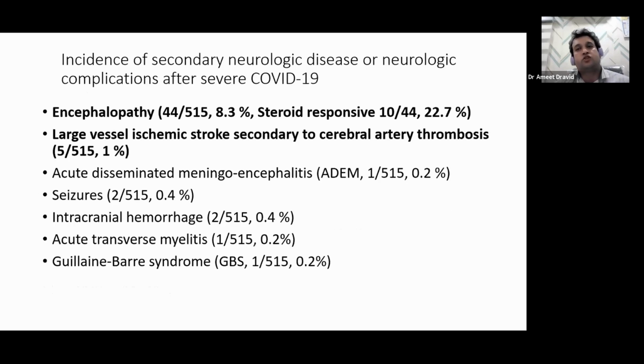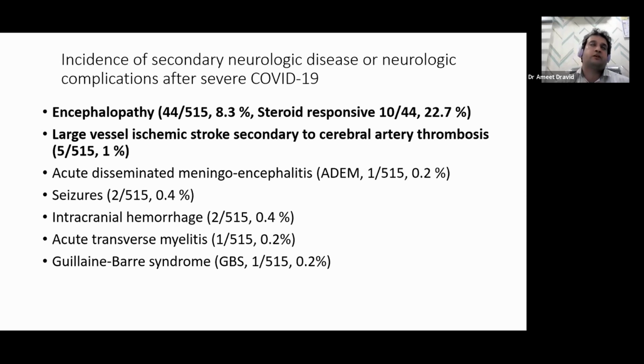What about the incidence of neurologic complications? That means the complications which arose after the patients were treated for severe COVID-19. The most common was encephalopathy. That is a change in behavior, personality, or consciousness with no evidence of brain inflammation. It included the symptoms of delirium and coma as well.